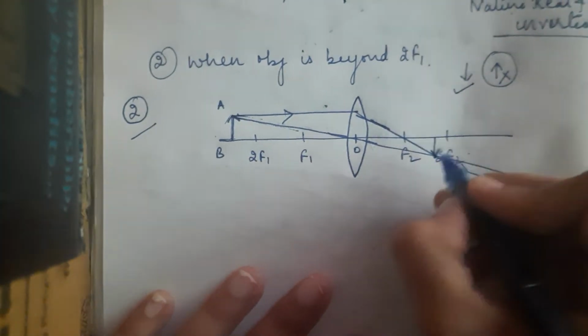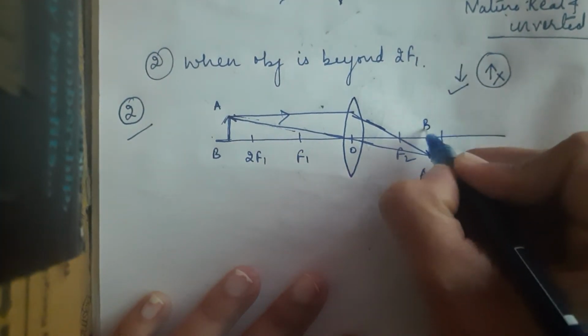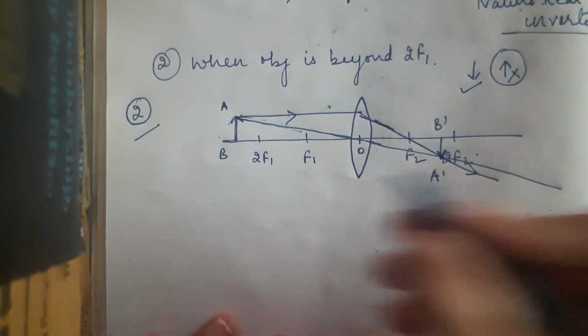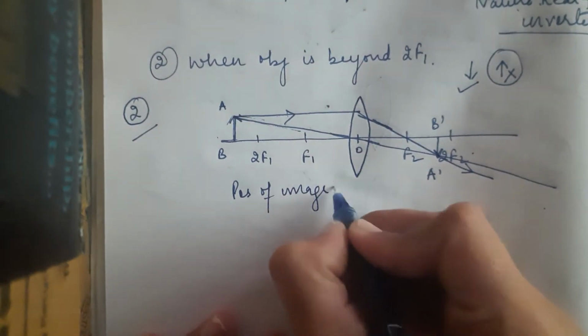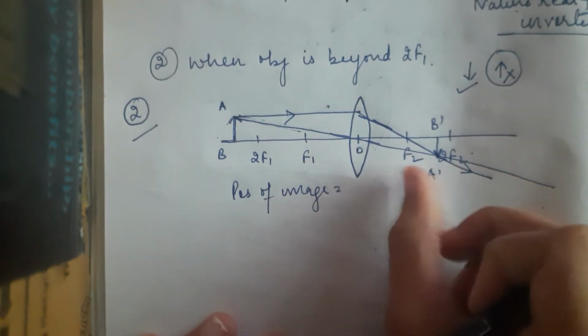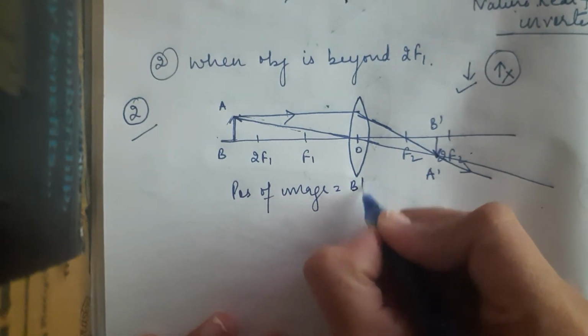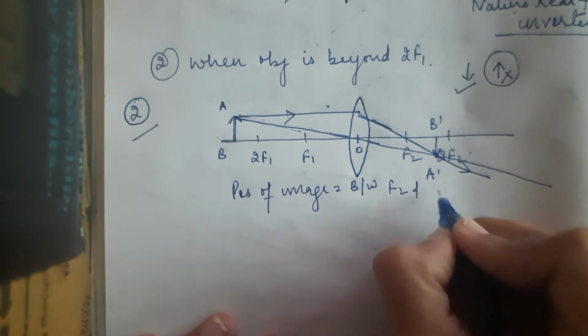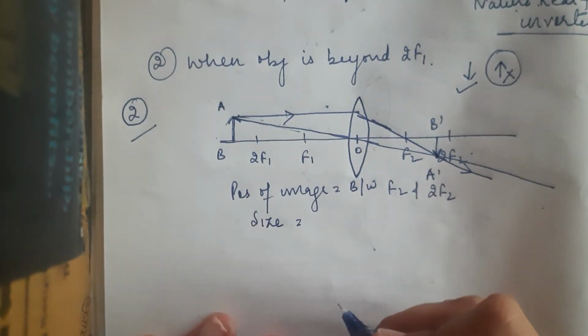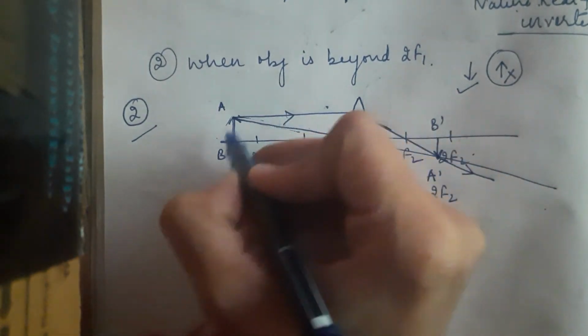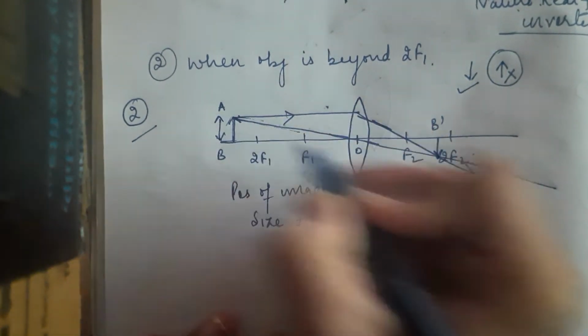So let's label the image, A prime, B prime, and let's write the necessary things, which is the position of image. You can clearly see it is formed between F2 and 2F2. So it is between F2 and 2F2. What is the size of the image? You can measure it using a scale. Just measure its length.